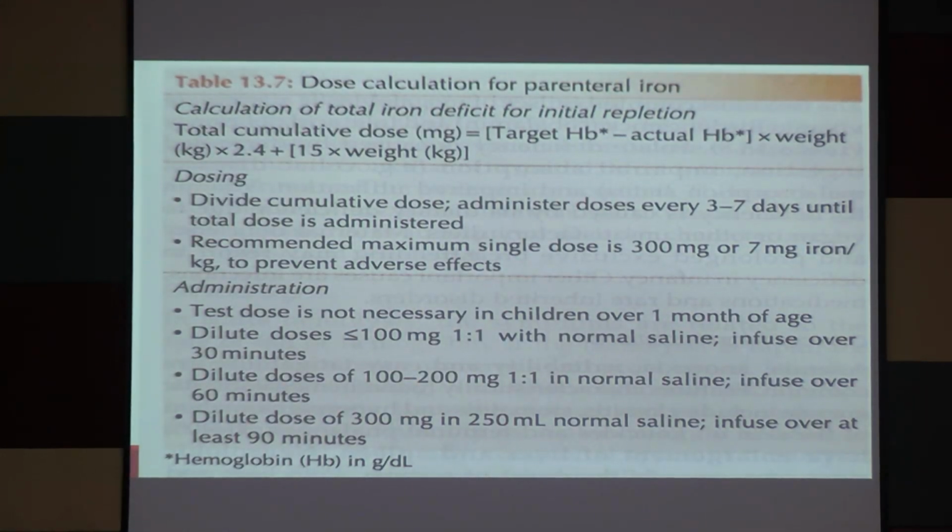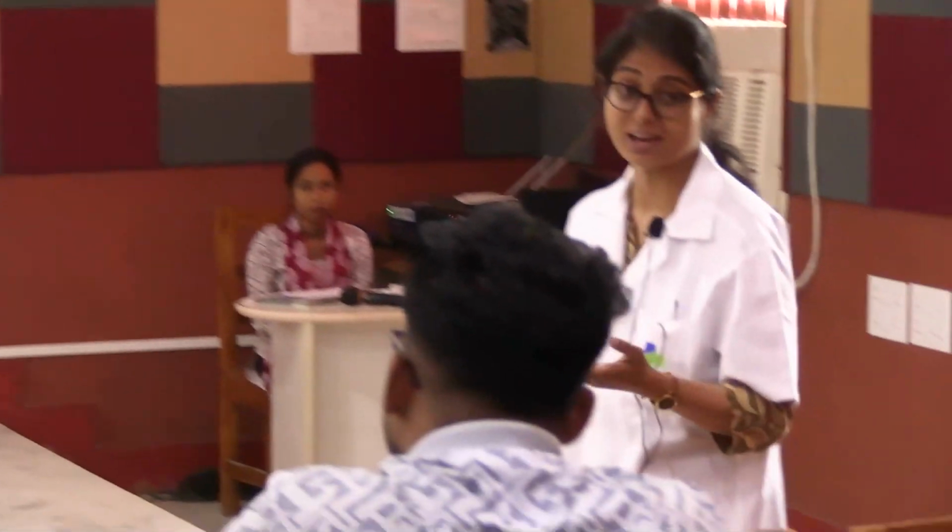This is again a very difficult table, it is given in Ghai, I have included it, how to calculate the dose of parenteral iron. It is more of a pharmacology slide, okay. It was not in our syllabus when we learned, now it is included, that is why you will have to learn it. You may be asked about this.